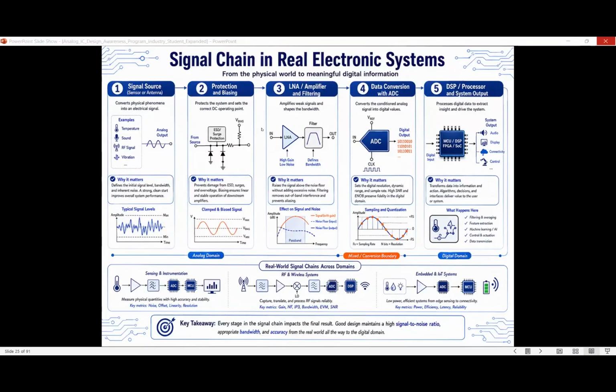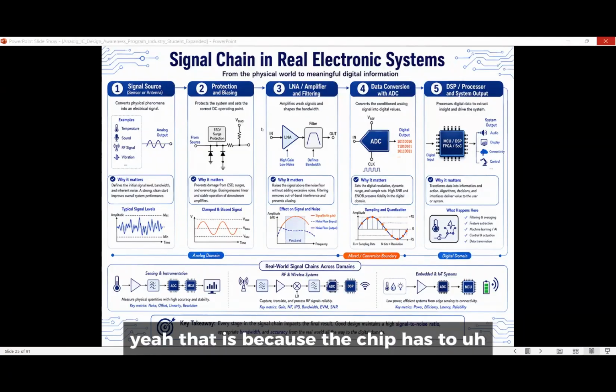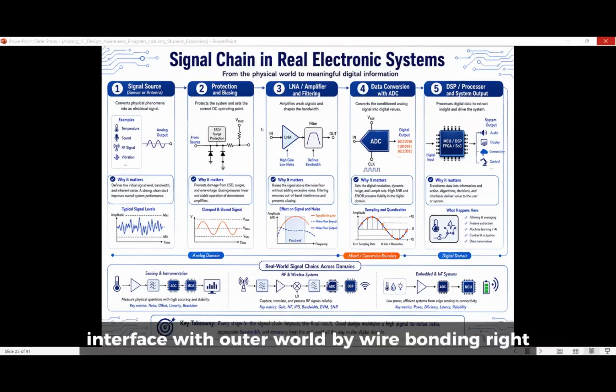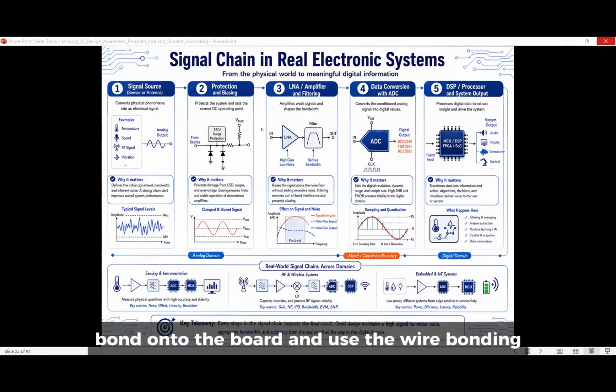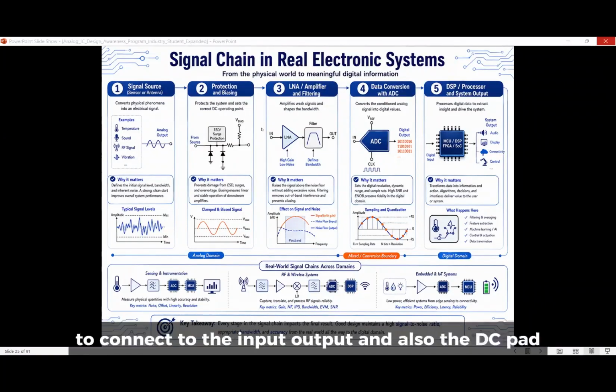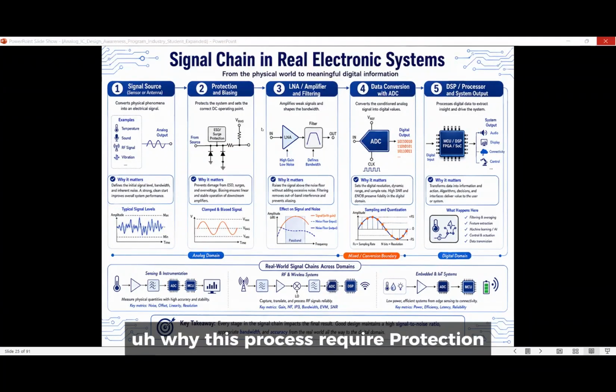However, in analog circuits, why is this very important? That is because the chip has to interface with the outer world by wire bonding, right? After we fabricate the chip, it must be bonded onto the board. We know the PCB, right? The chip must be bonded onto the board and use wire bonding to connect to the input, output, and also the DC pad.